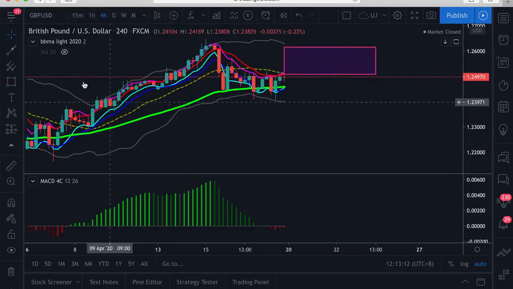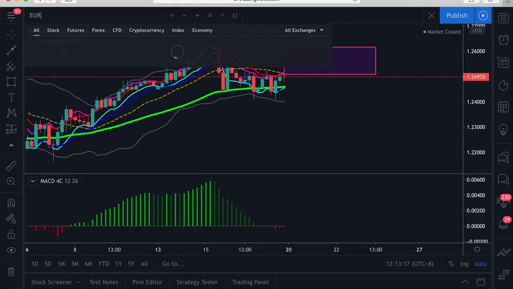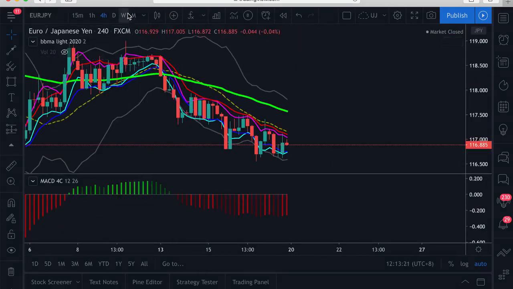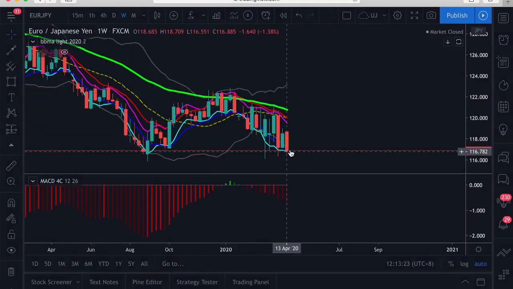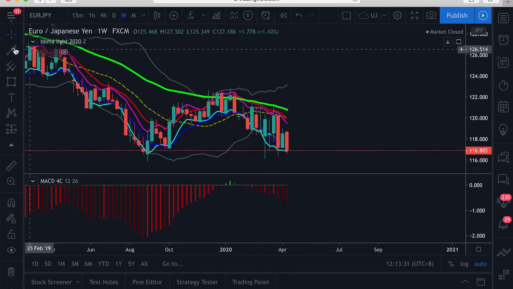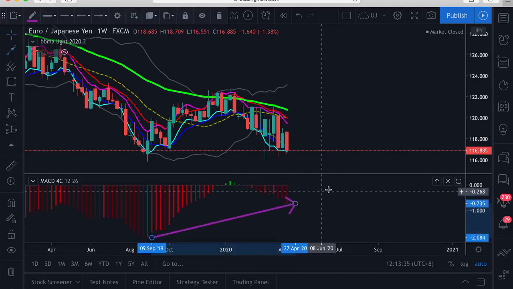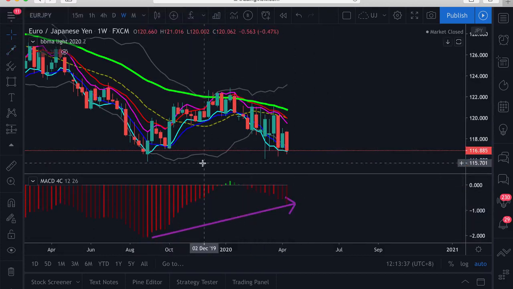Okay, for the next pair, Euro JPY. Euro JPY weekly, it's a buy zone over here. This is the EMA, MA low, MA high is here, and you can see there's a weekly divergence. This will take a long time to play out.